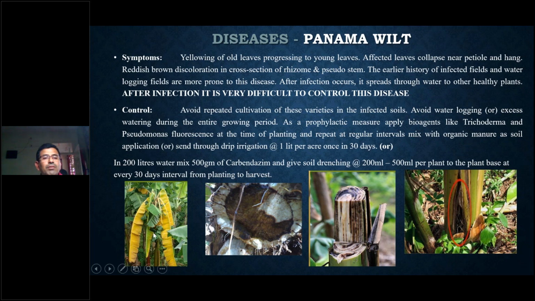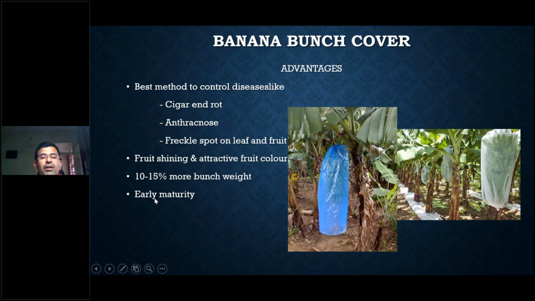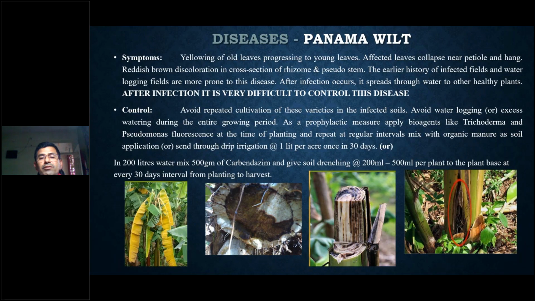You can see the symptoms: the bottom leaves start yellowing, it is cut at the petiole base, and hangs like clothes. How you hang clothes, the leaves also hang like this. If you cut the rhizome, you can see brownish patches, the corm fully rotten. And if you cut the stem, in the third photograph, you can see the brown streaks in the stem vessels.